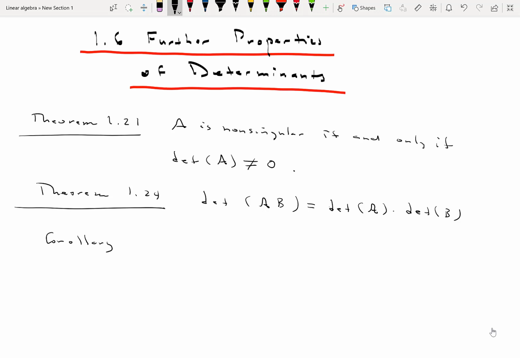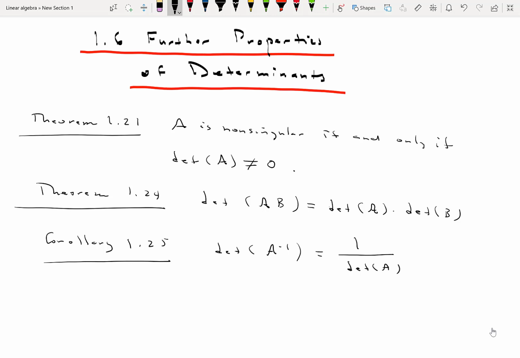Okay. Corollary 1.25. If you want the determinant of the inverse, you never have to find the inverse. It's simply 1 over the determinant of A. This is amazing. Finding the inverse takes a lot of operations. But if you want the determinant of the inverse, you don't have to find the inverse first. You just find the determinant of A and then find its reciprocal.